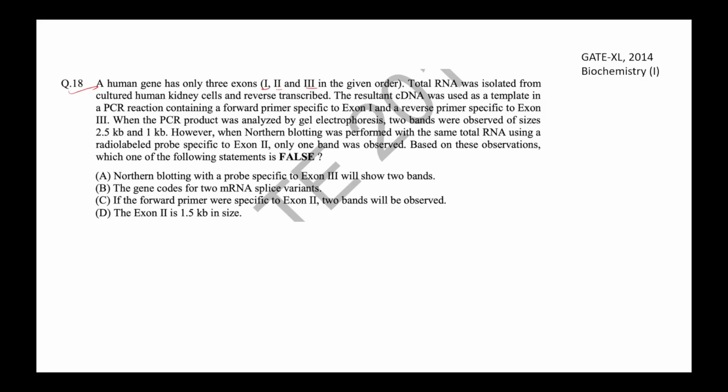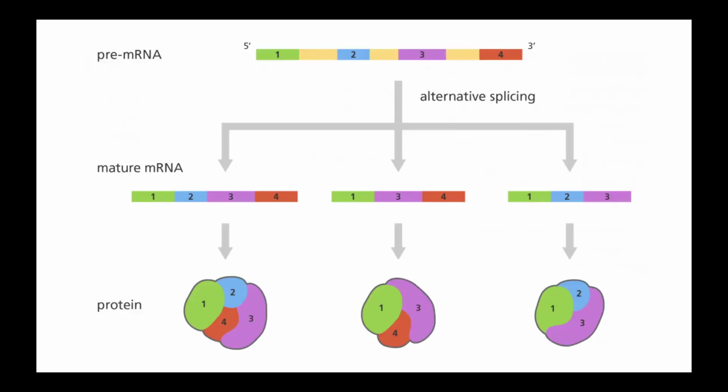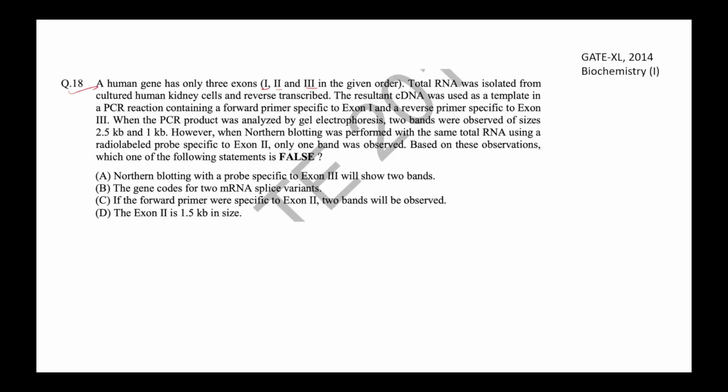So here they are trying to amplify one particular gene. For that, they have mentioned that this human gene contains exons and introns. You can get that signal from the statement that this gene contains 3 exons.